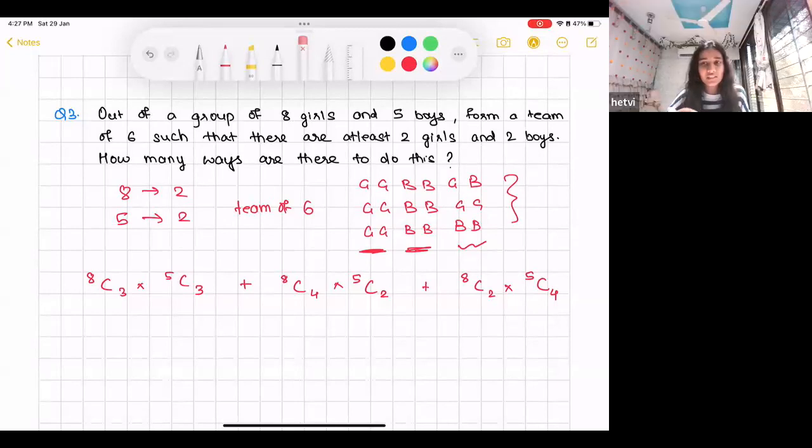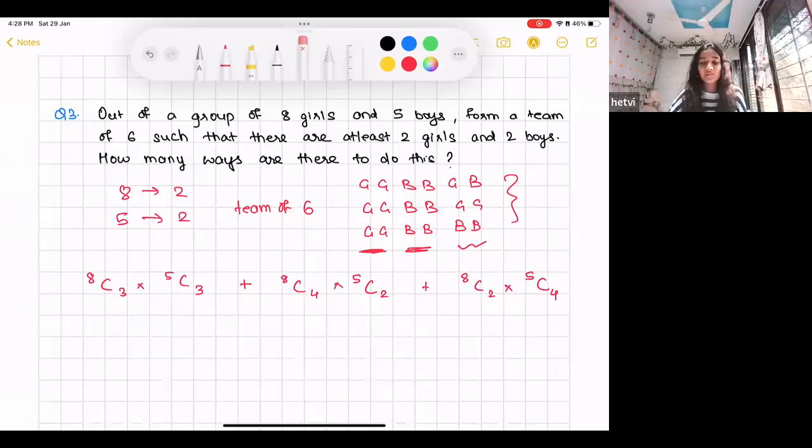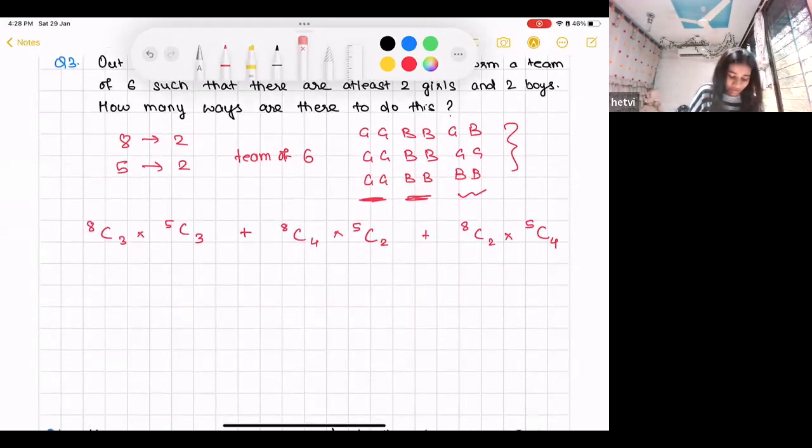Meera, I don't understand your last answer. How did you get that? First, I basically multiplied 8 into 5 and 3 into 3 plus 8 into 5 and then 4 into 2. Then I added. Okay, so what you're saying is over here you did 8 into 5, and then over here you did 3 into 3.